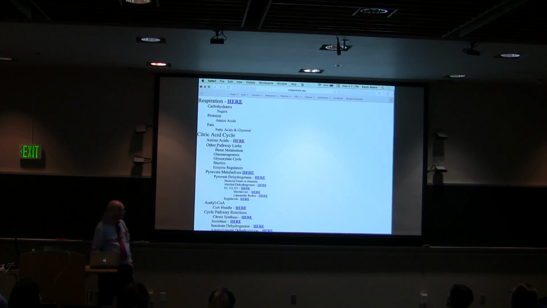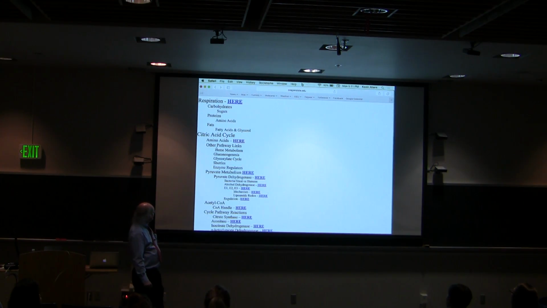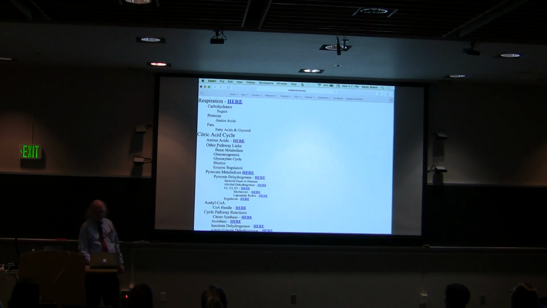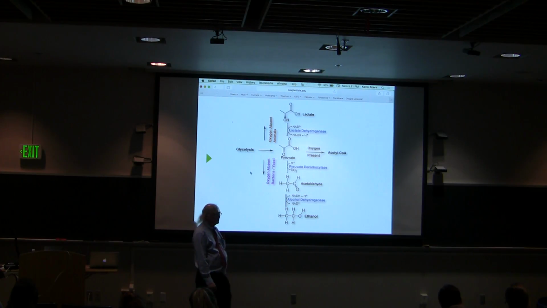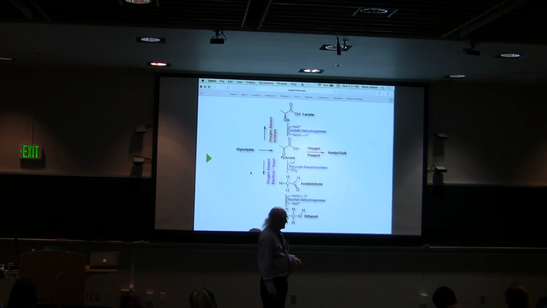And various shuttles that we'll talk about later, and enzyme regulators. So all those are important interactions for the citric acid cycle intermediates. I talked about the metabolism of pyruvate. That was a little bit of a review from last time, so I won't spend much time on it here.